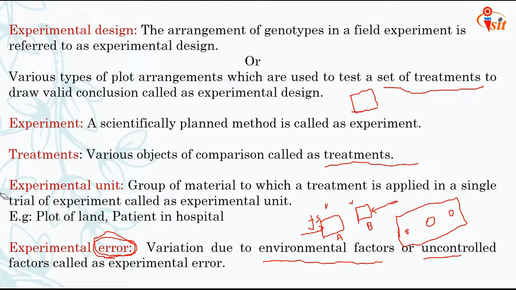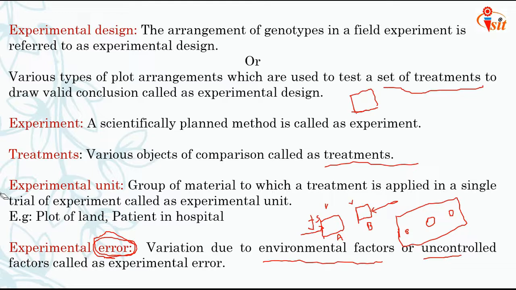So in this experiment we see what is meant by the experimental design. It is the various plot arrangement. Then what is the experiment? A scientifically planned method is called an experiment. Then what is meant by treatment? Various objects of comparison are called treatments. And what is the experimental unit? The group of material to which the treatments are applied is called the experimental unit. And what is meant by the experimental error? The variation due to the environmental factors or the uncontrolled factors is called experimental error.